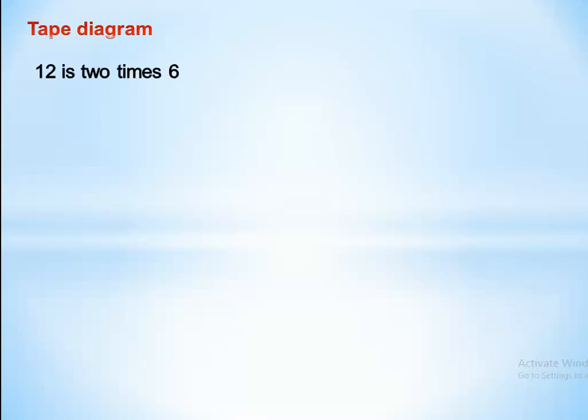Tape diagram. If we have 12 is 2 times 6, how can we draw it by tape diagram? Let's draw a small rectangle and write inside it 6. 2 times 6 means 6 repeated how many times? Yes, 6 repeated 2 times. So we are going to draw 2 rectangles, 6 and 6, and the answer is 12.